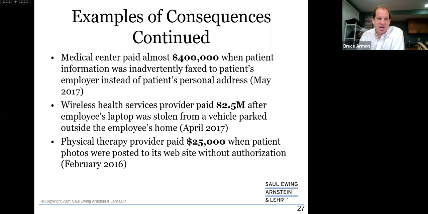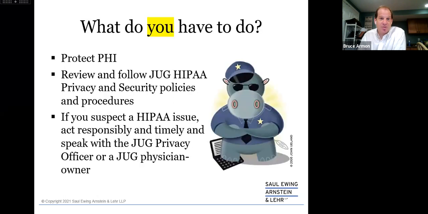You can see this one, a $400,000 settlement from now 4 years ago, for inadvertent facts where the employer received sensitive information about the patient that the employer should not have received. You can see the middle one on this screen. Somebody's laptop was stolen with unencrypted information on it. The person who accessed it had access to a number of different files for that provider. A huge fine was imposed.